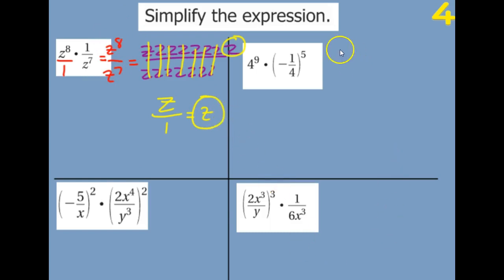Now this next one might get a little bit tricky. Because I have a fraction here, I'm going to want to have this as a fraction as well. So I'm just going to write this as 4 to the 9th over 1. And then I need to write this piece in parentheses 5 times. Negative 1 over 4 times negative 1 over 4, negative 1 over 4, negative 1 over 4, one more time.